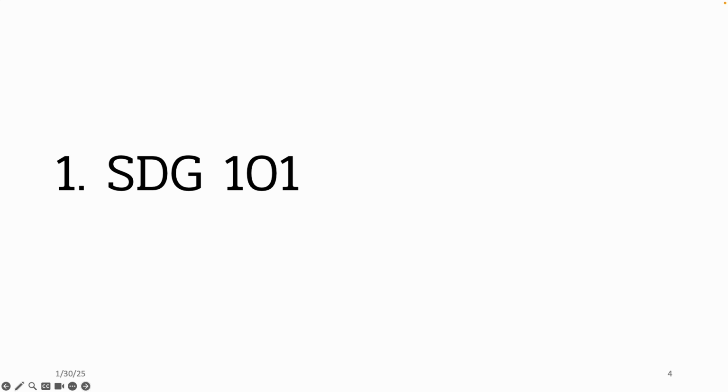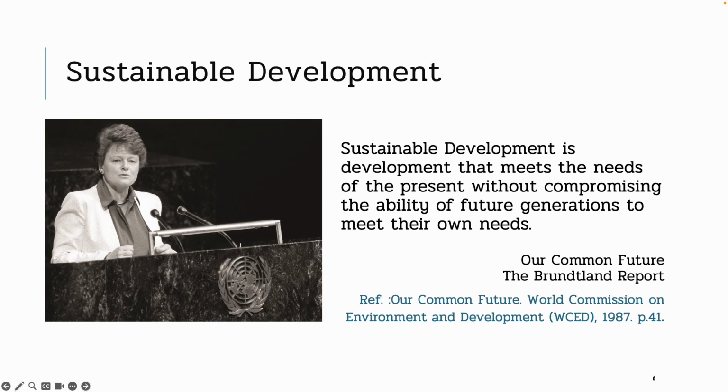So what kind of principle are we talking about? The first thing is the principle of sustainable development. That's obviously one of the principles we have to think about because it's in the name of the Sustainable Development Goals. Sustainable development is development that meets the needs of the present without compromising the ability of future generations to meet their own needs. This is the standard definition of sustainable development from the Brundtland Report, Our Common Future, published in 1987 by the World Commission on Environment and Development.